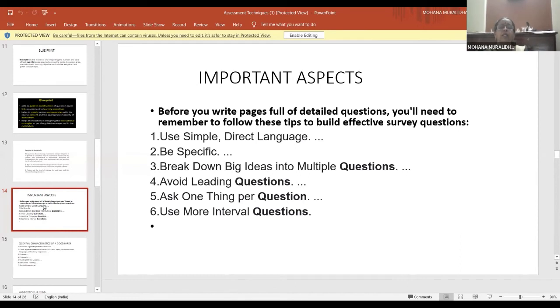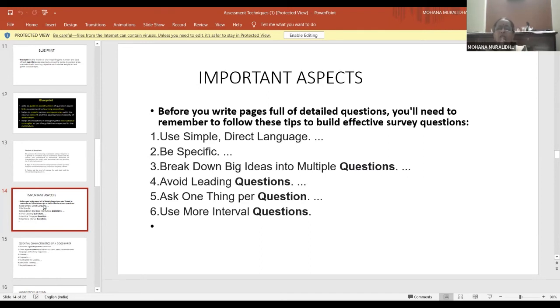Important aspects. Before you write pages full of detailed questions, you will need to remember to follow these tips to build effective questions. Use simple direct language. Let us not be very complicated. On a word problem, if you use simple language which the child will be able to understand, our result is going to be fruitful. So be very specific about what you want from the question. Use simple direct language. Be specific about what you want. Break down big ideas into multiple questions.